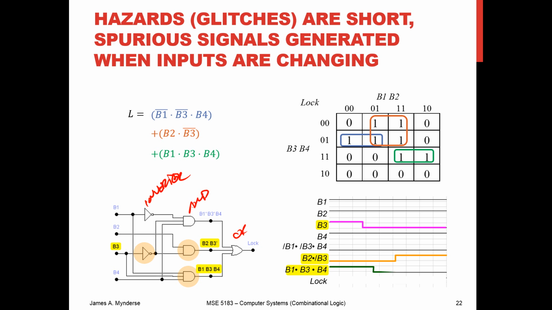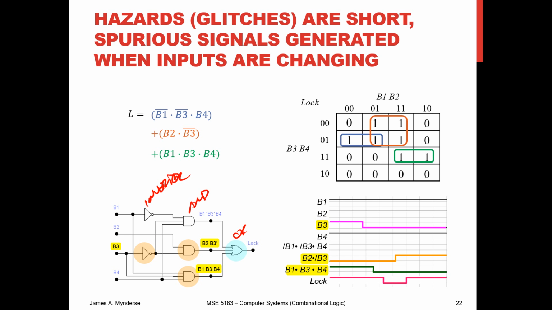Well, what happens to the B1 and B3 and B4? That's going to have a slightly different propagation delay because there's not an inverter and there's an AND gate, but it may not be exactly the same as the AND gate in the B2 and not B3 case. So there's going to be a different time delay associated with it. You can see there's a little bit of a gap between when the purple signal goes down and the green signal goes down. And so the lock is going to look at this and say, well, I'm going to OR those together.